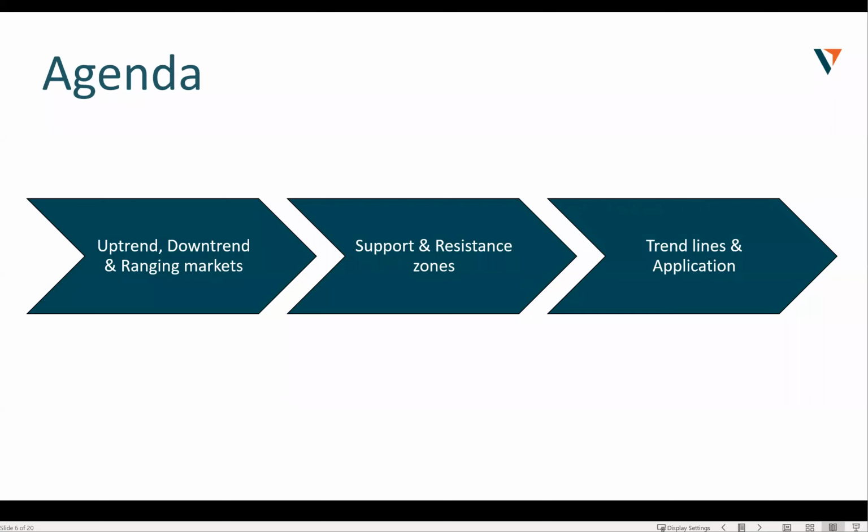So for today, this is our agenda. Essentially, we will be covering in deeper detail uptrend, downtrend, and ranging markets. At the same time, we will also be covering support resistance zones, how we identify them and what exactly they represent. And then finally, we also cover trend lines as well as applications. We will also be going through a few chart examples on them as well.